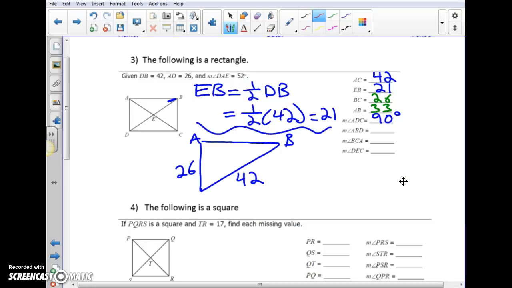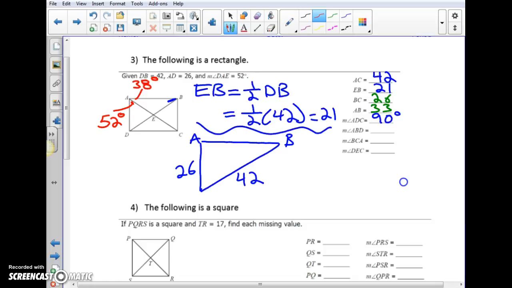Okay, here's a little hint about rectangles. What's nice about the diagonals is that they always split the angle in a unique way. So I'm going to use the fact that DAE is 52 degrees. Well, if it's 52 degrees, and remember the entire angle A is 90, 90 minus 52 is going to give me 38 for this angle.